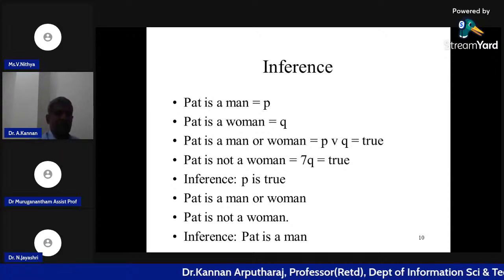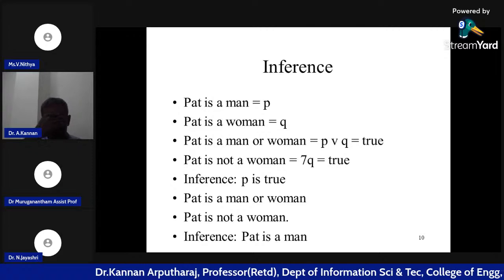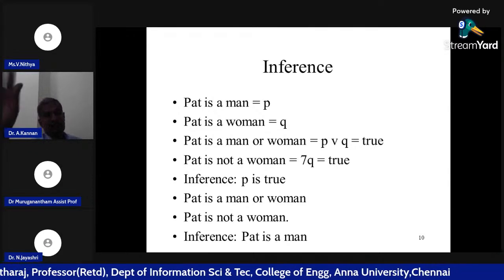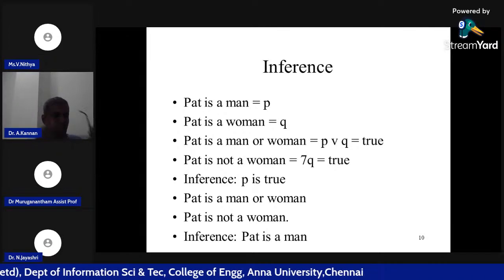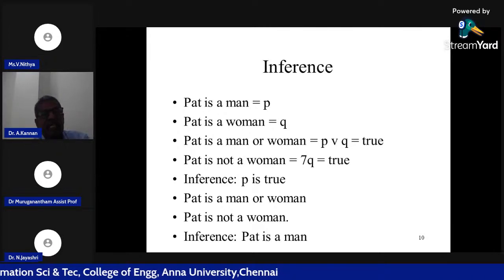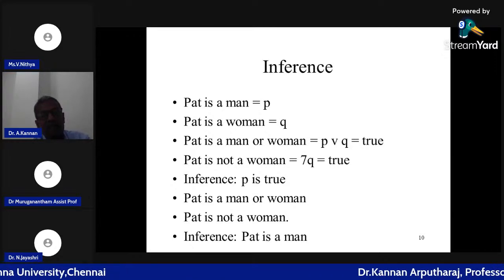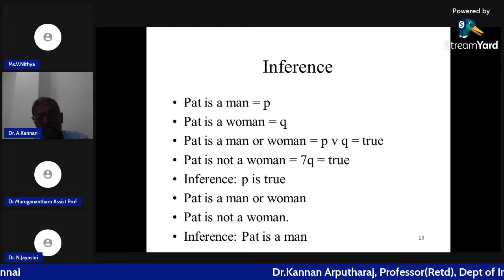Inference: P is true. That is a man or woman. That is not a woman. Therefore, that is a man. That is, only P is true. The sentences I am saying in the last three lines: that is a man or woman, that is not a woman, therefore, we infer that is a man.